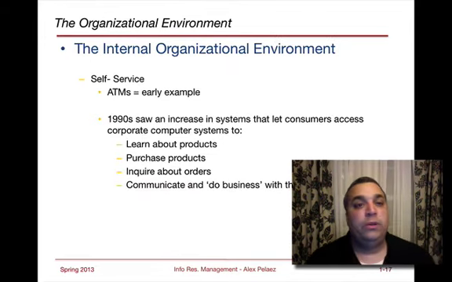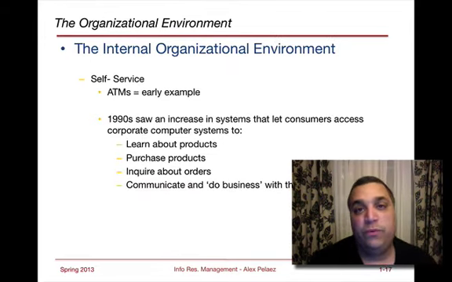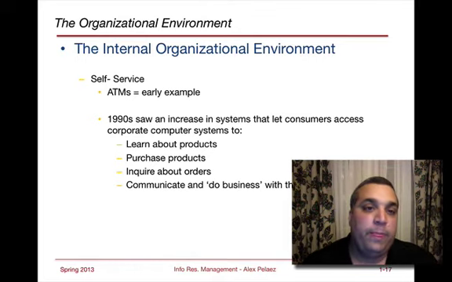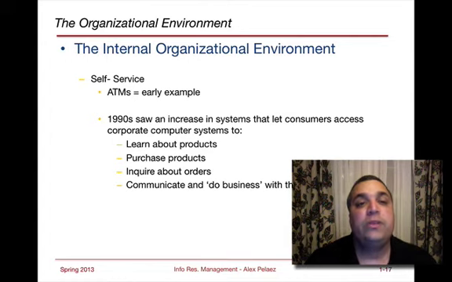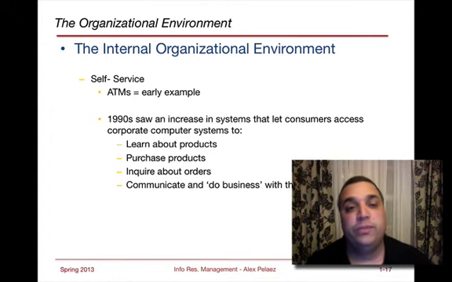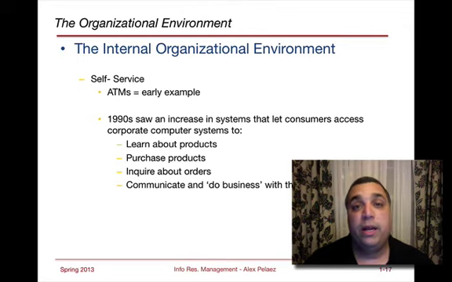So another example, self-service. ATMs were one of the first areas. Banking, again, it's not weird that banks were one of the first to actually try this because they wanted to reduce their cost for the transaction. In the 1990s, with the internet, customers could use their browsers to learn about products, ultimately purchase products, inquire, and communicate and do business with the firm and find out if they could get a lower price. Were they able to push the prices down? And how could they do that?